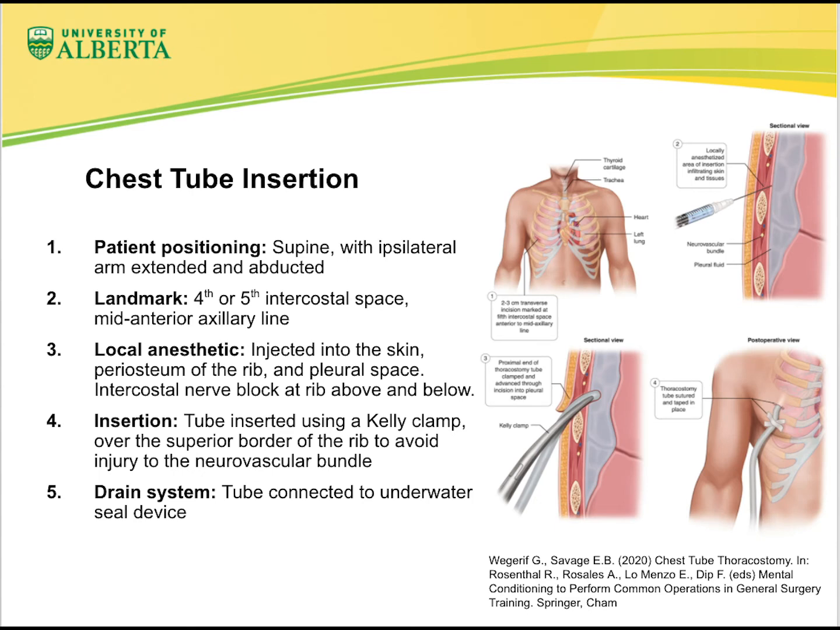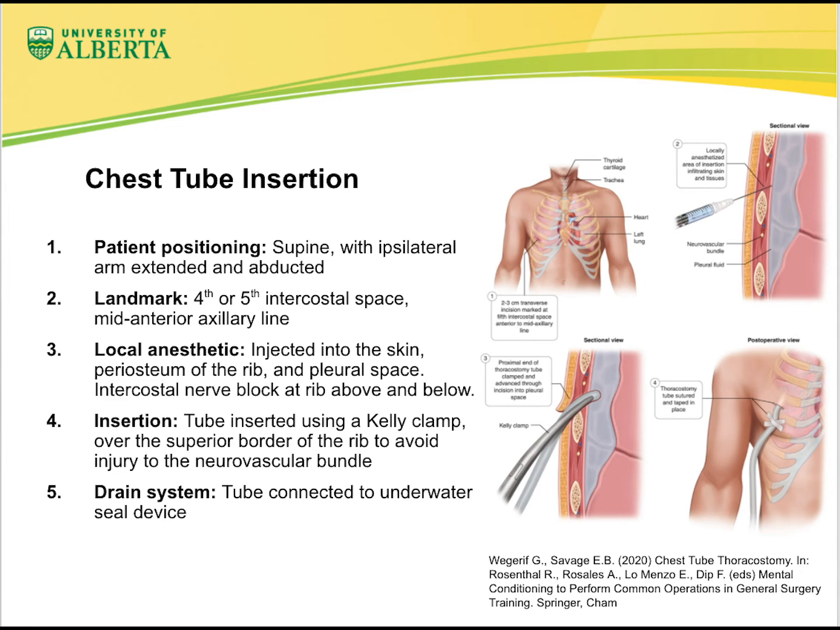The procedure begins with the proper positioning of the patient on their back with their ipsilateral arm extended and abducted as far as possible. When possible, sedation should be administered. The chest is then widely prepped with a sterile solution and draped so that the lateral chest is exposed. The chest tube will be inserted into the fourth or fifth intercostal space in the mid to anterior axillary line.